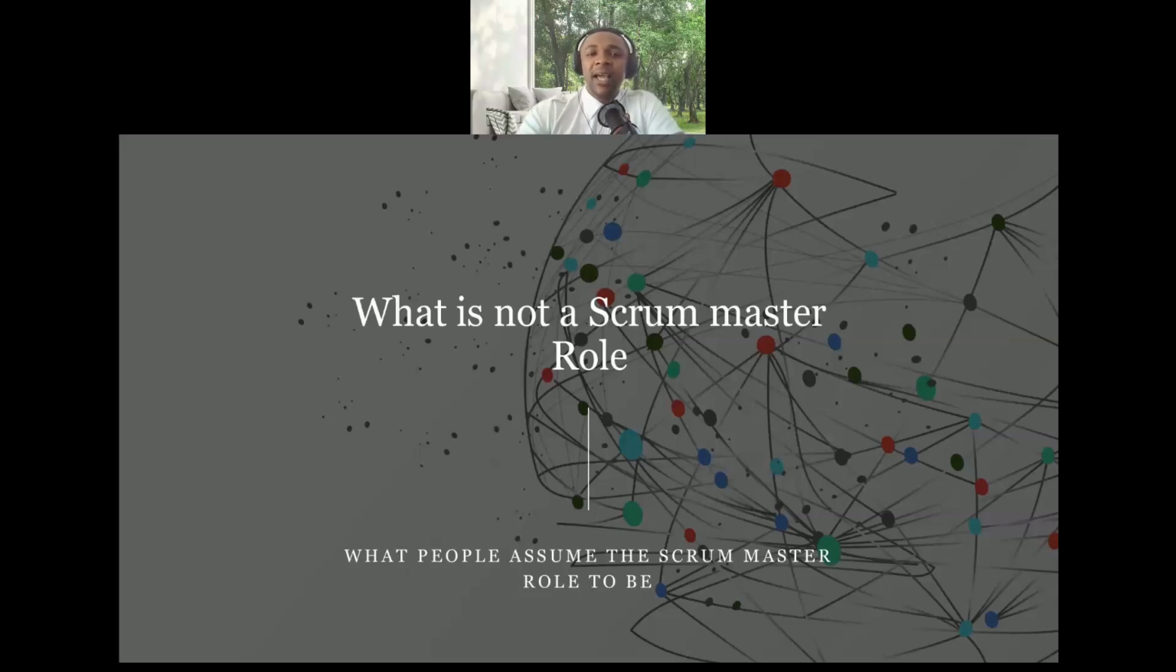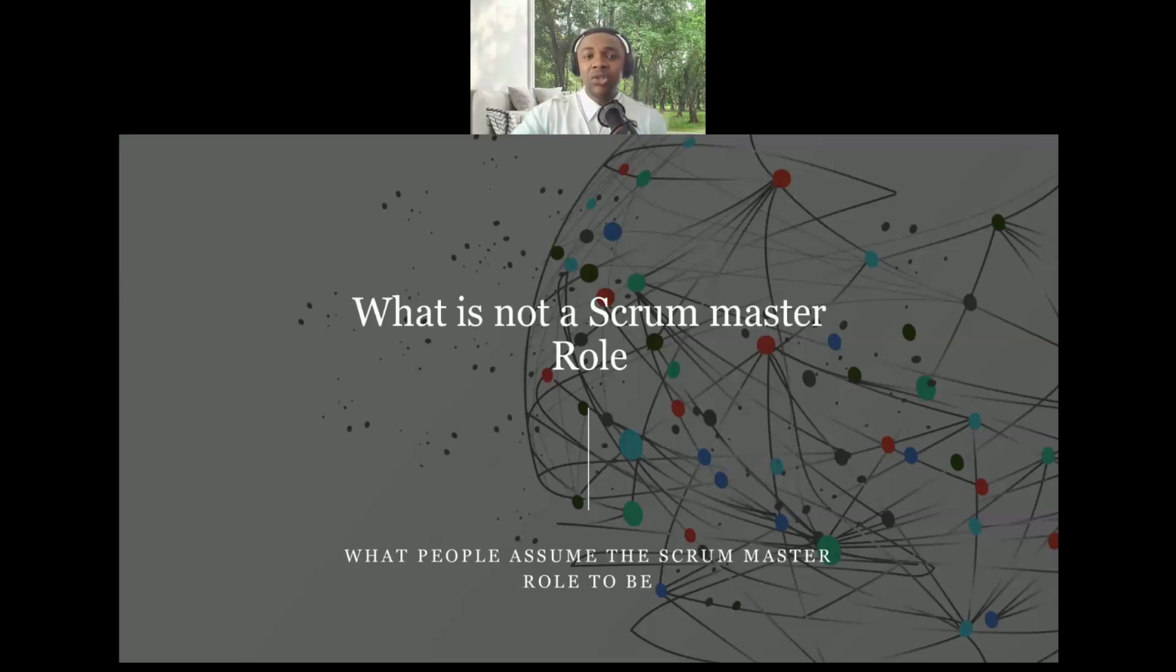With that said, as you can see on my screen right here, today we'll be talking about what is not a Scrum Master role. In other words, what people assume to be the role, responsibility, or duties of a Scrum Master. One of the ways for you to understand what a Scrum Master does is to understand what a Scrum Master does not do. If you can understand what are not the roles of a Scrum Master, then you would be able to understand what a Scrum Master does on a day-to-day basis. So that is the major inspiration behind today's conversation.